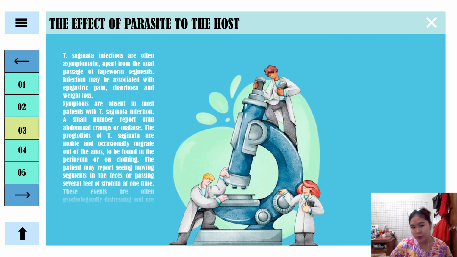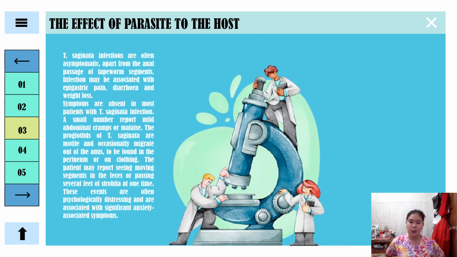So in the next slide we have the effect of the parasite on the host. So T. saginata or Taenia saginata infections are often asymptomatic. Apart from the anal passage of tapeworm segments, infection may be associated with epigastric pain, diarrhea, and weight loss. Symptoms are absent in most patients with Taenia saginata infection. A small number report mild abdominal cramps or malaise.